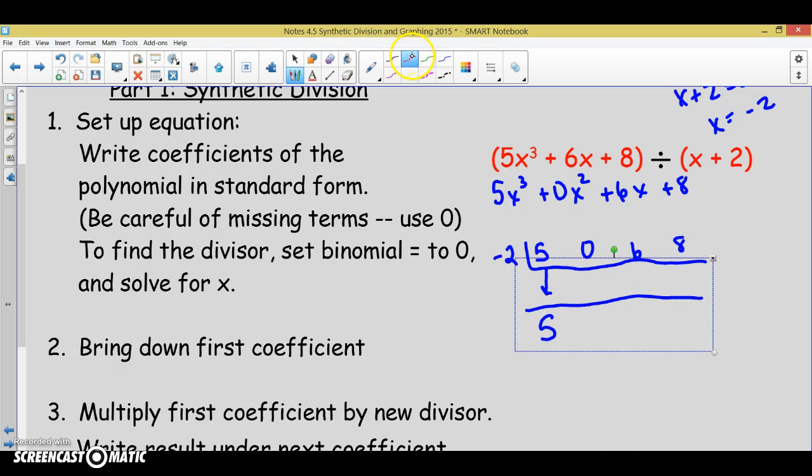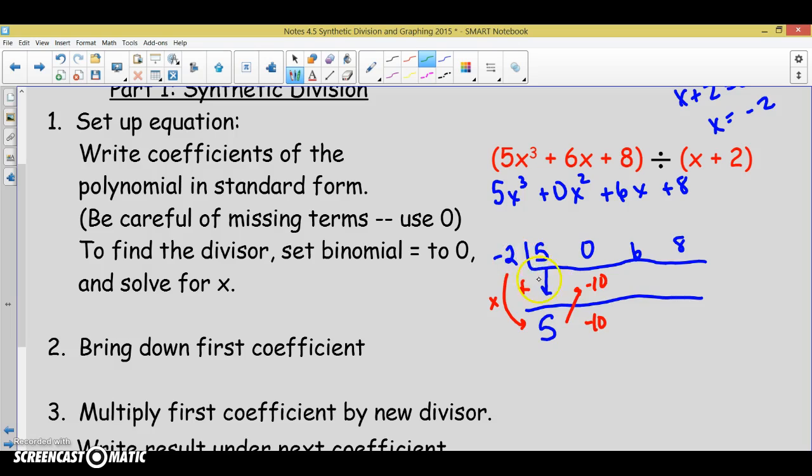Okay. Then what I'm going to do is multiply the -2 times 5. And that's going to give me a -10. Okay. Then now we're just going to start adding our columns. So 0 plus -10 gives me -10.